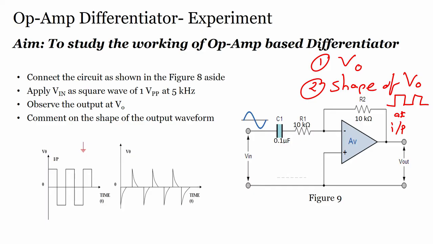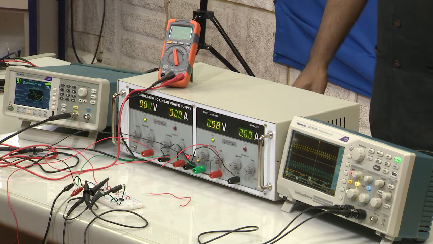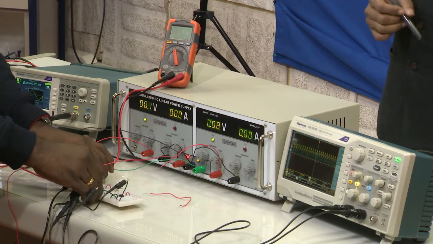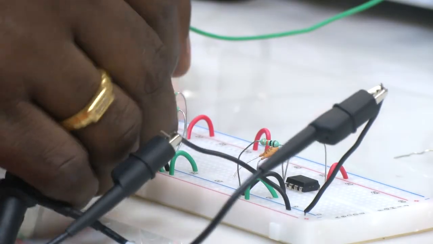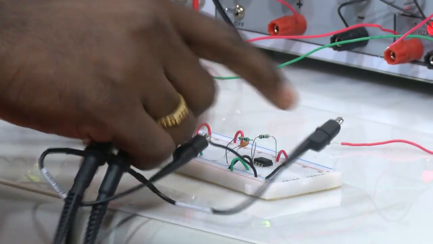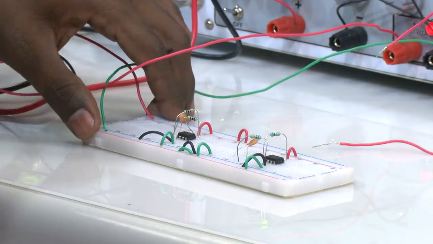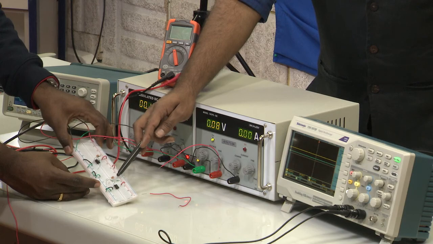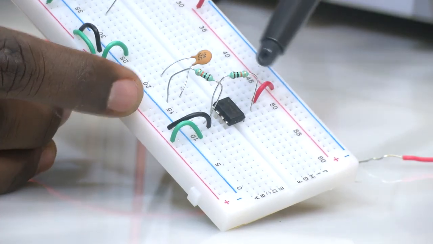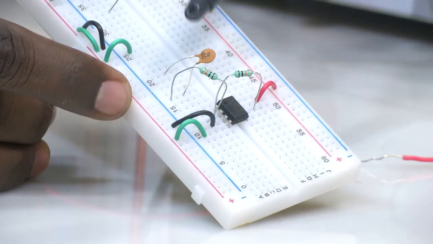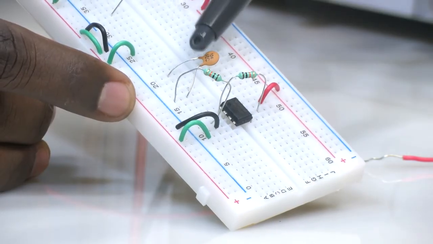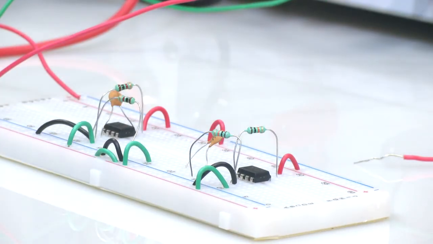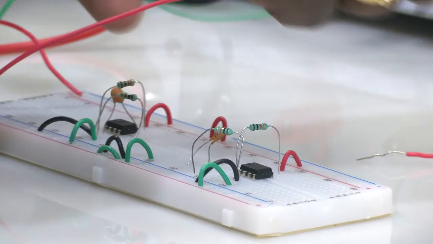So, again let us focus on the breadboard, and let us see the differentiator circuit first. You can see here the differentiator circuit. Here we have the capacitor at the input, and we have a resistor which we have seen here, and then we have a feedback resistor. Now, we are applying the signal at the input. Before that, we have to apply the bias voltage to the operational amplifier, which we apply through the DC power supply.